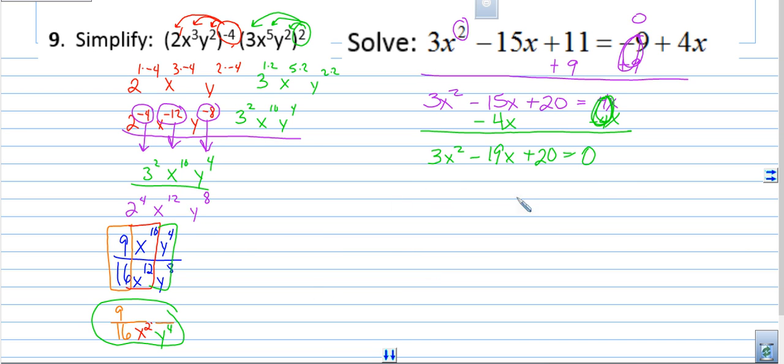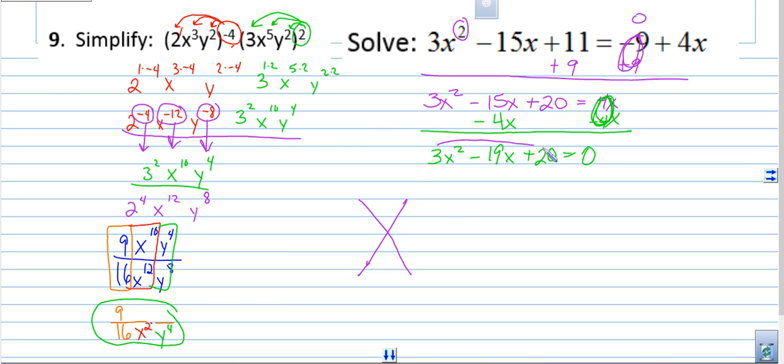So now you can solve it by factoring, you can solve it by doing the graph, you can solve it by doing quadratic formula. I'm going to solve it by factoring, and then you can do it the other methods if you choose to, and you should get the same answers that we get here.